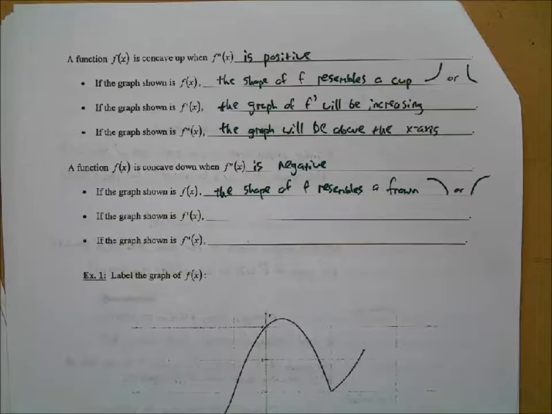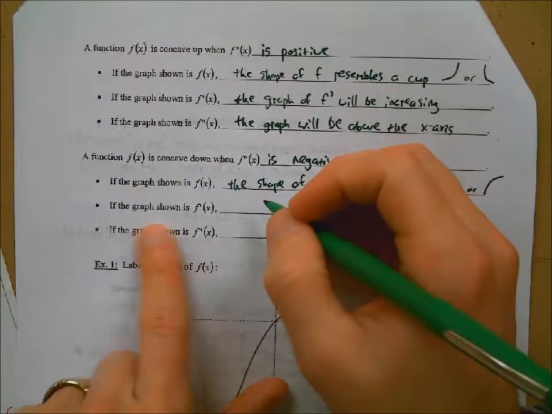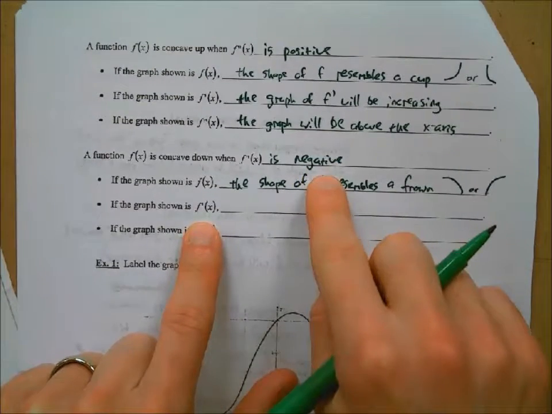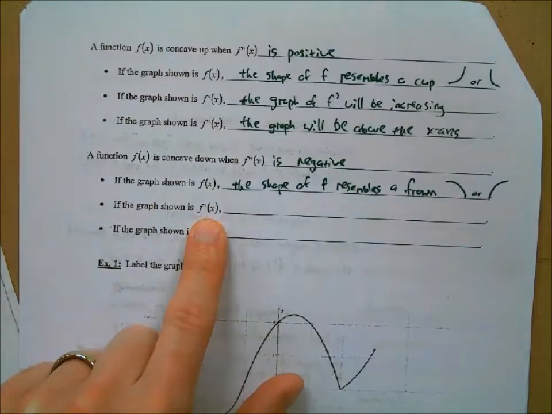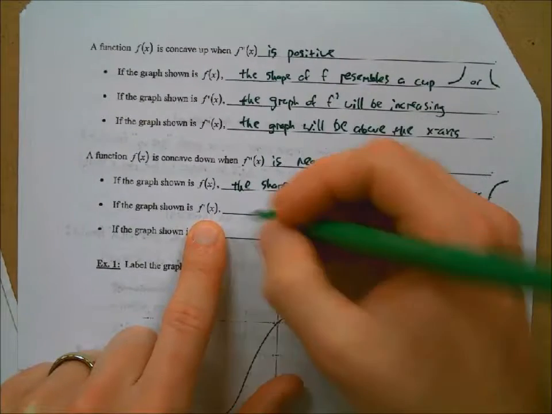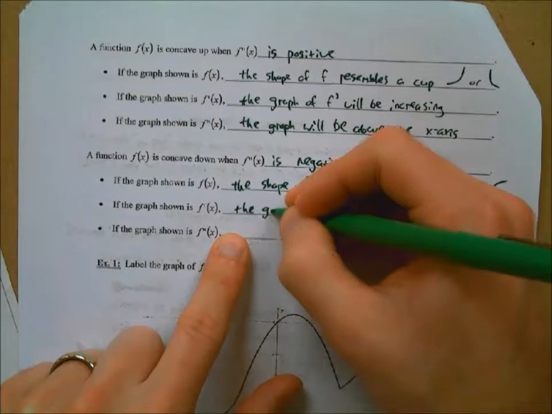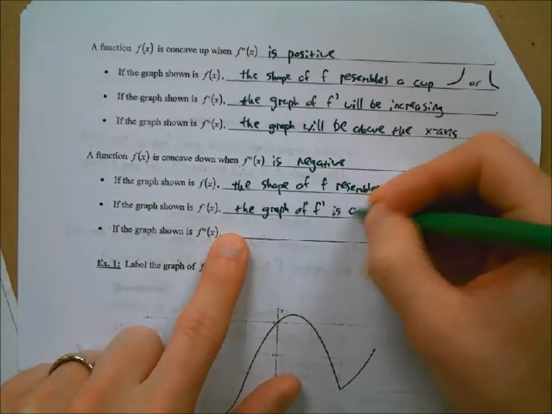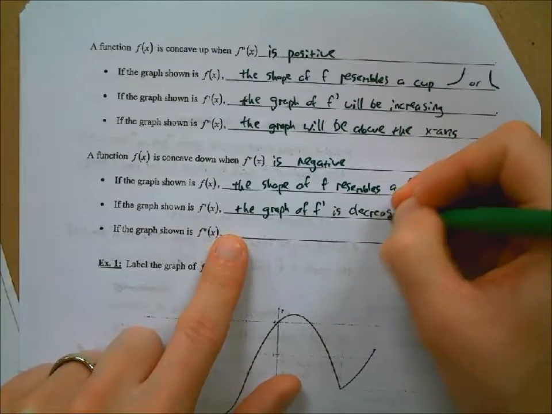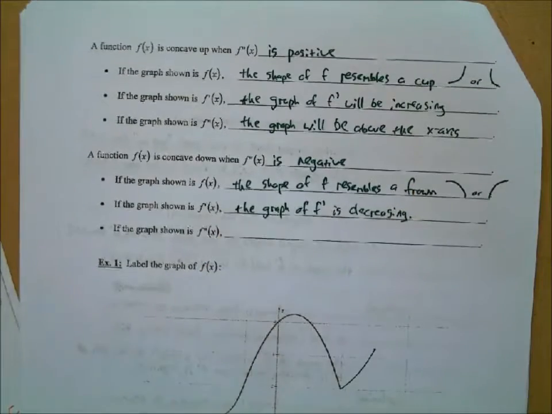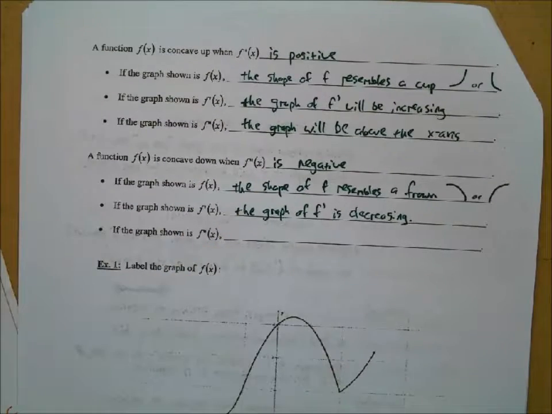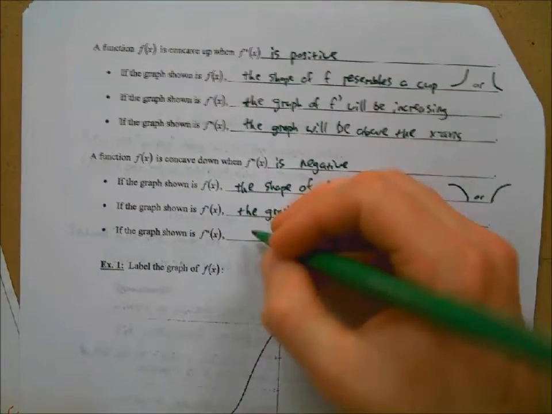All right, and then if the graph shown is f prime of x, well, if f prime prime is negative, f prime will be what? The decreasing. Okay. And if the graph shown is f prime prime, we know it's concave down, then the graph will be below the x-axis.